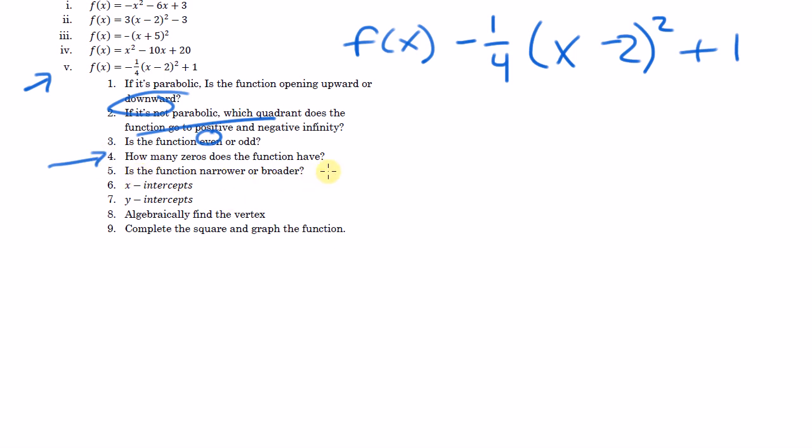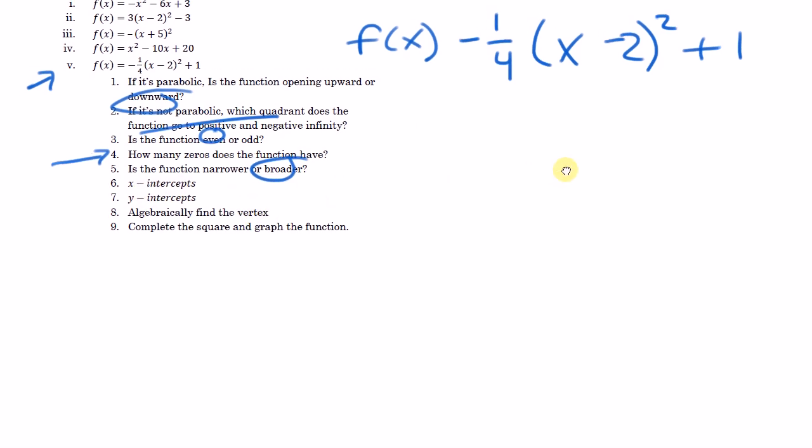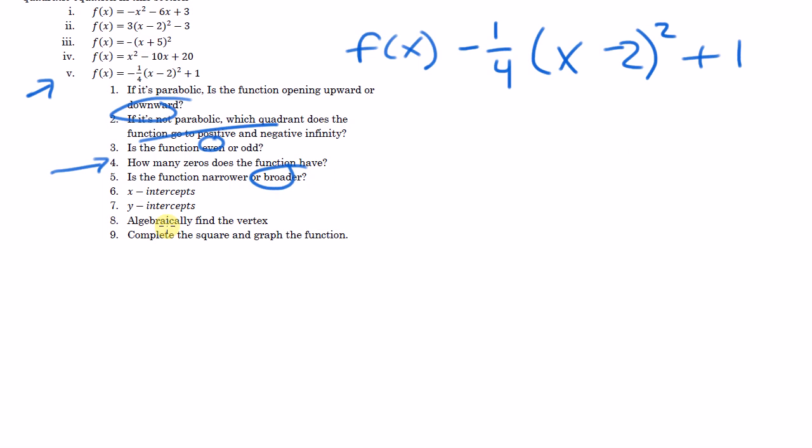Is the function narrower or broader? This function is narrower, or broader, I'm sorry, broader, because this is less than 1, so broader. X-intercepts, we're going to have to do some work to figure that out. Y-intercept, when x is 0, so there's some more work. We're going to find the vertex, so that's easy. 2, 1, right here, the opposite of this guy. And the k term is the last term.